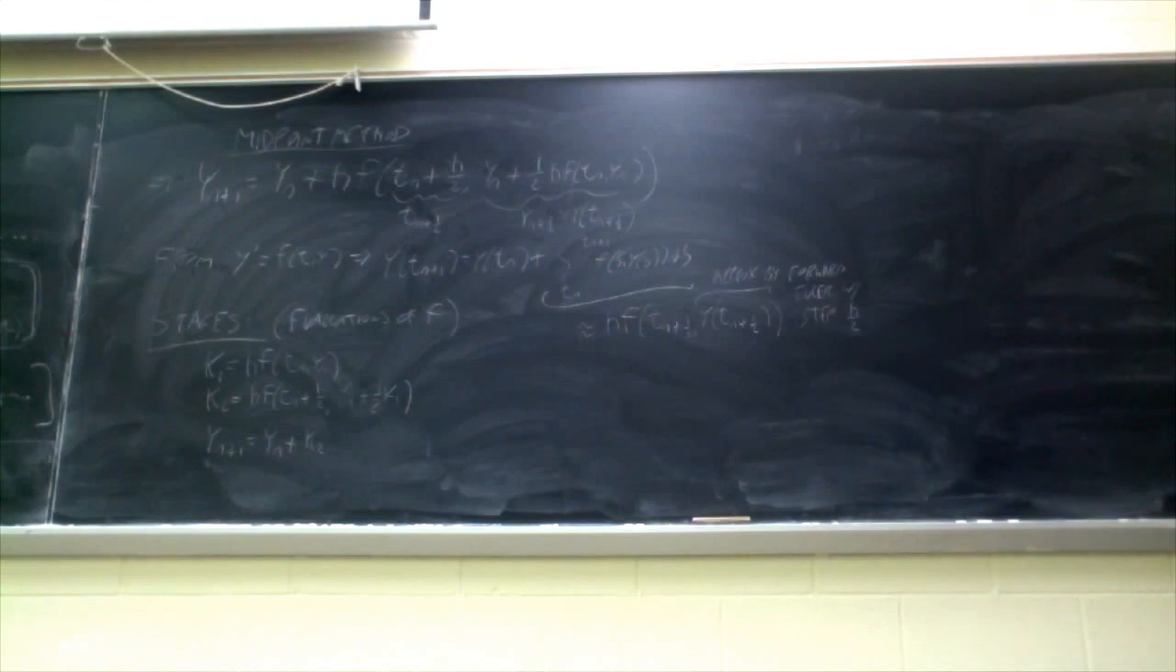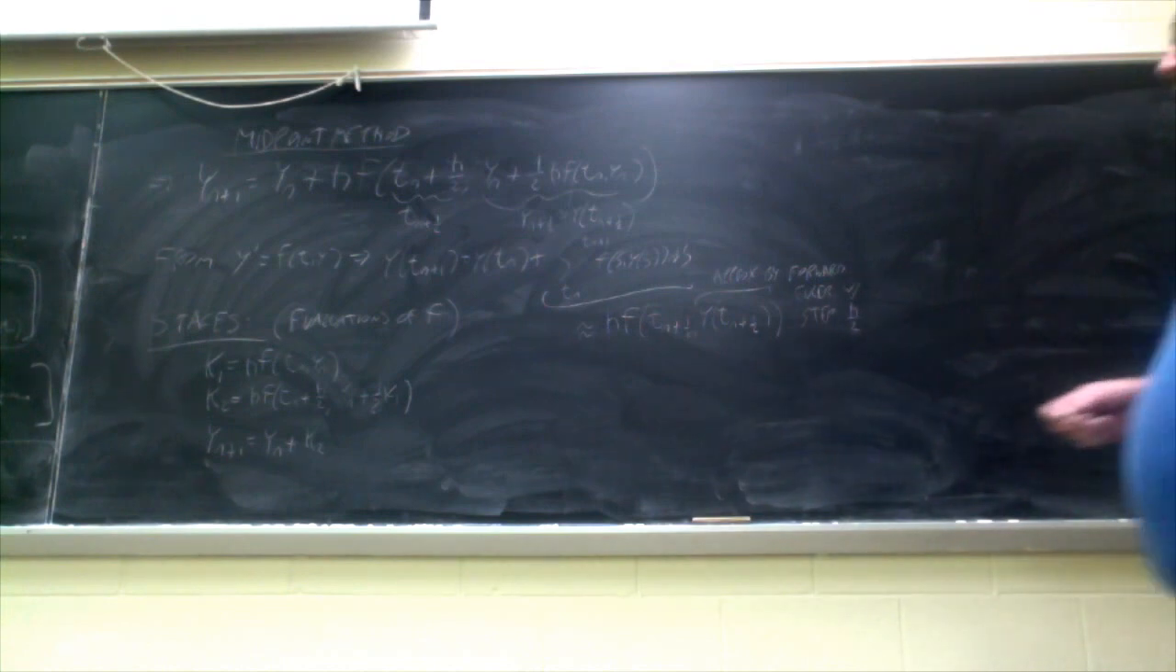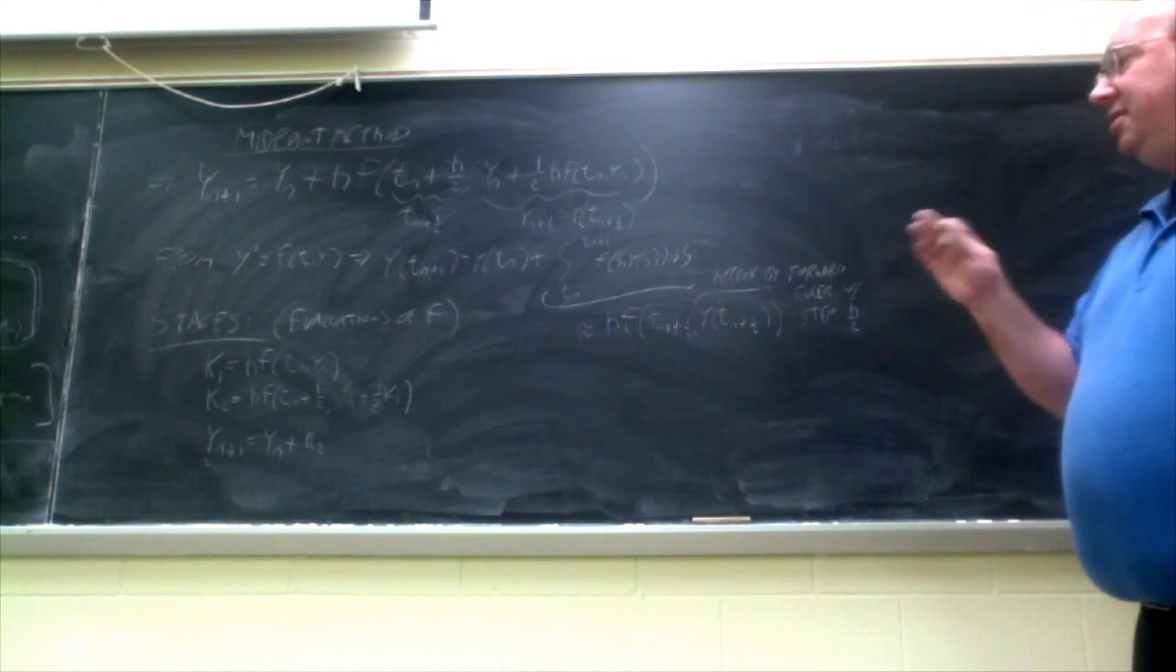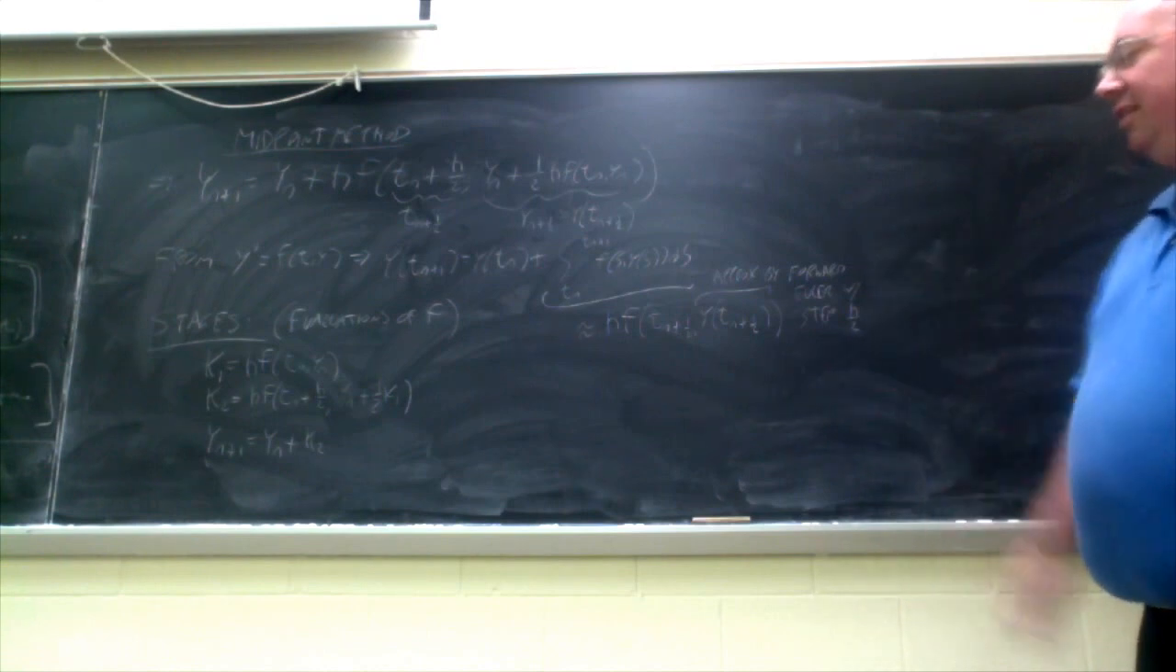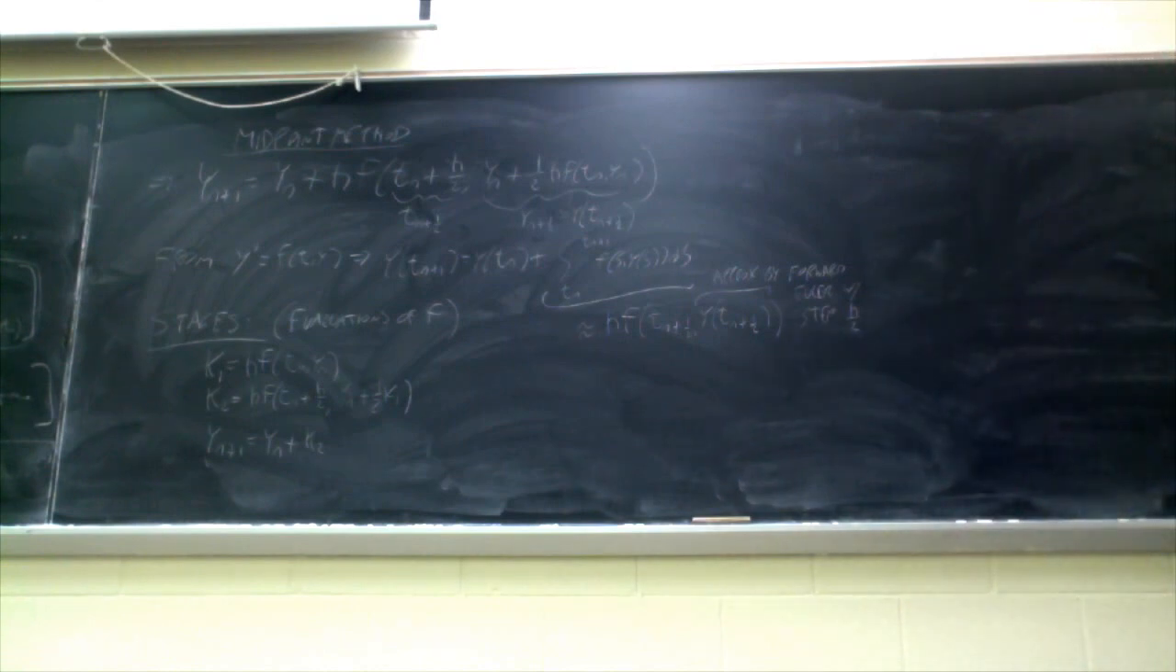Actually, I wrote the explicit trapezoidal method in a similar way last time. That also had 2 stages because we had to evaluate at tn and tn plus 1. All right. And that's it. So this is the midpoint method, second order accurate.